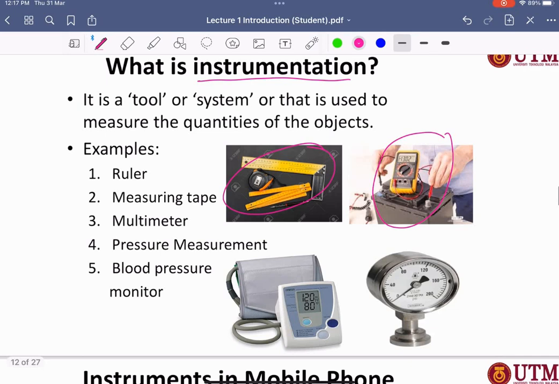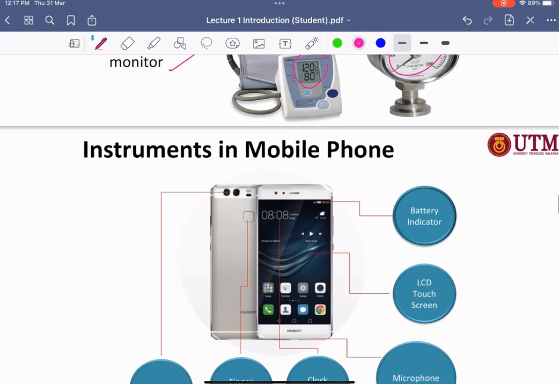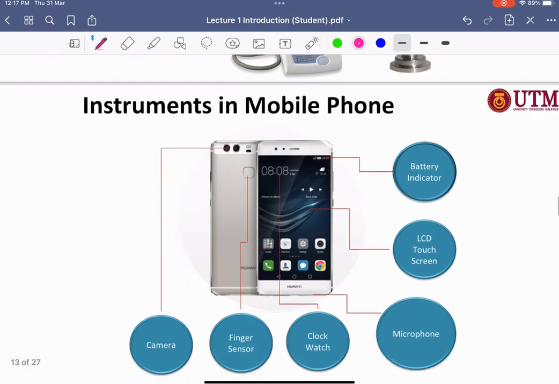In your mobile phone, you have a lot of instrumentation. You have the battery indicator to measure the percentage or capacity of your phone's battery. You also have the LCD touchscreen, a microphone to measure audio, a clock to measure time, and sometimes a fingerprint sensor. This is the basics.